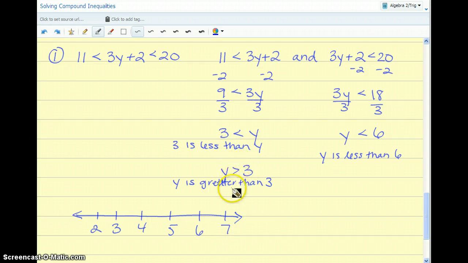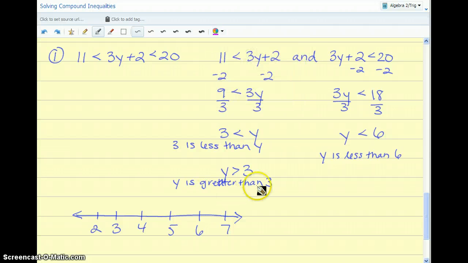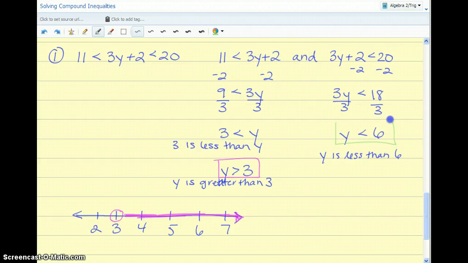Since this is a greater than 3, doesn't say equal to, I have an open circle. And I'm actually going to choose to use a different color for this one. How about purple? So it is greater than 3, and I'm going to shade in what that means. So that means it would go this direction. For the other graph, I'll use green. This one says it's less than 6. So again, this would be an open circle, and it would go less than 6.